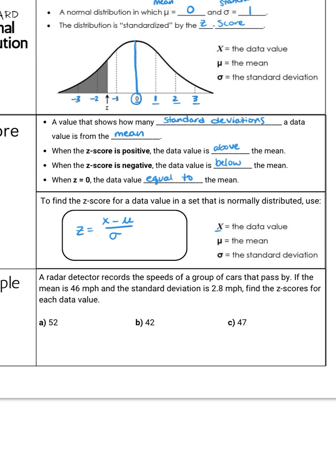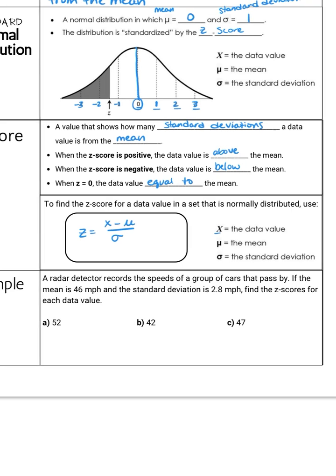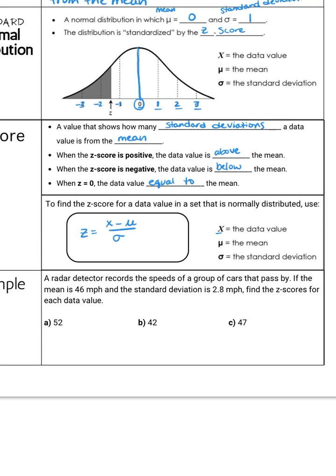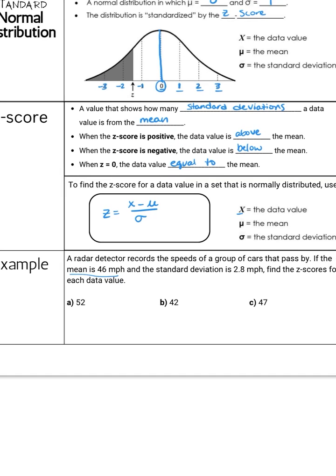So let's look at a couple examples here. A radar detector records the speeds of a group of cars that pass by. If the mean is 46, so that is our mu is 46. The standard deviation is 2.8, so that's our sigma, 2.8. Find the z-scores for each data value.